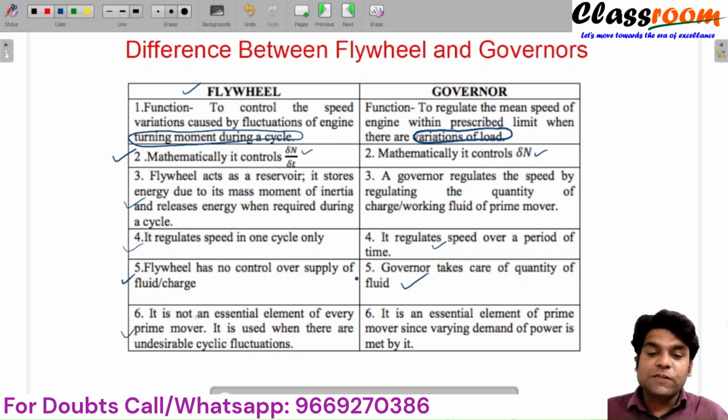Flywheel is not an essential element for every prime mover. It is used when there are undesirable cycle fluctuations. And governor is essential for all devices because the power fluctuation occurs because of the load. So it is an essential component of the prime movers, whereas the flywheel is not an essential component of prime movers.